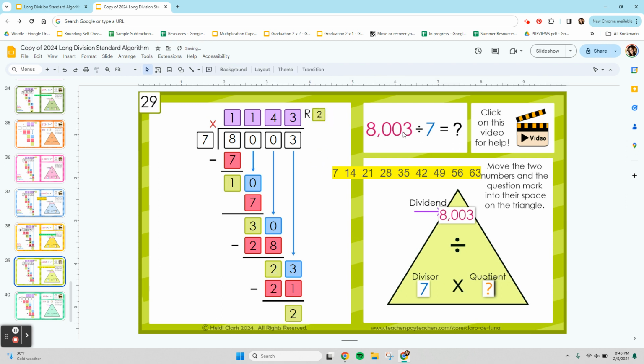In other words, if you had 8,003 cookies and you put them into 7 groups, you'd be able to divide them up, but then you'd have 2 left over that don't fit into the groups. To check your work, 7 times 1,143 plus 2 is 8,003. So 7 times 1,143 is 8,001.